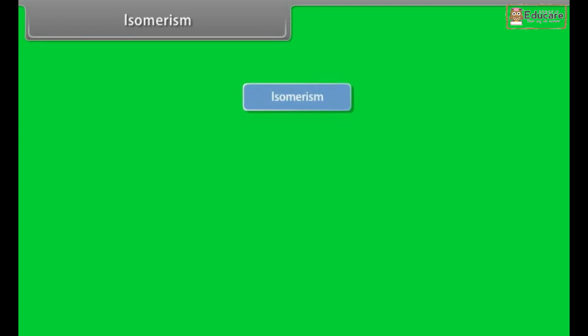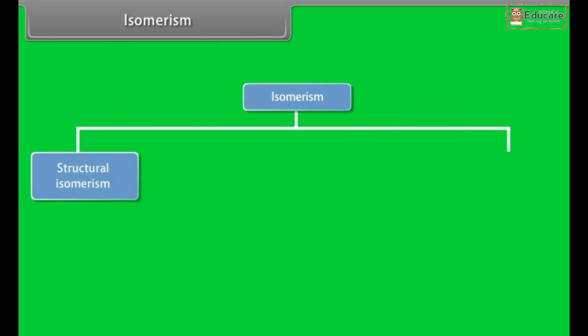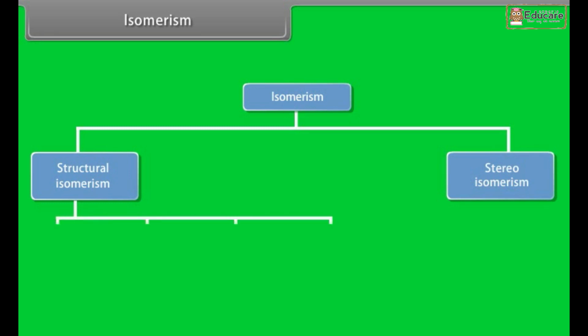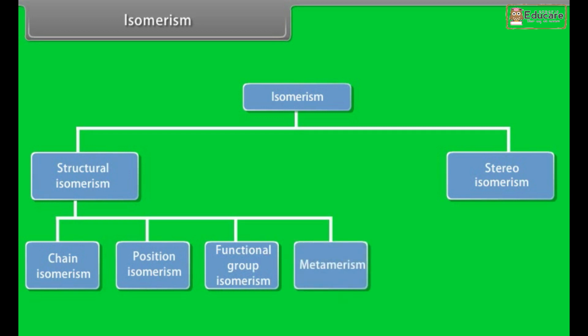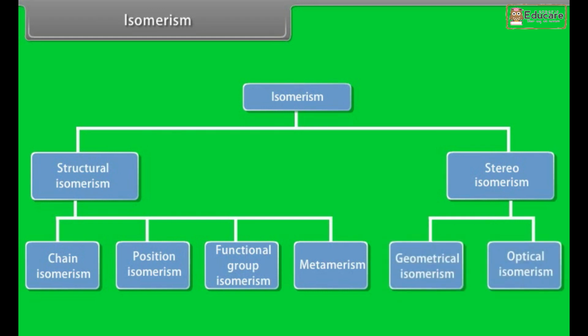Different types of isomerisms are: isomerism can be grouped into structural and stereoisomerism. Structural isomerism can be subdivided into chain isomerism, position isomerism, functional isomerism, meta-isomerism. Stereoisomerism further categorized into geometrical and optical isomerism.